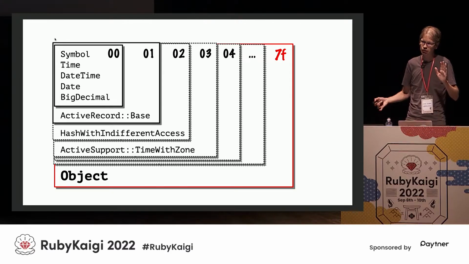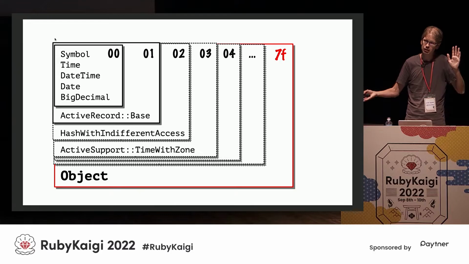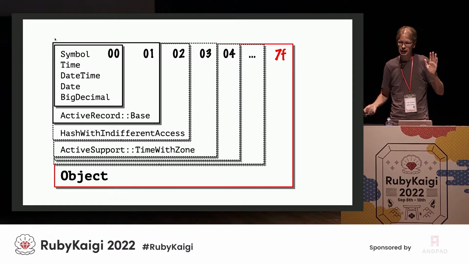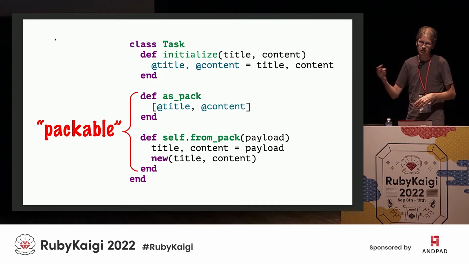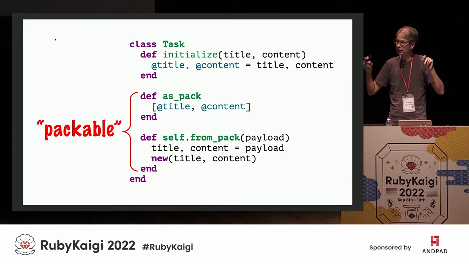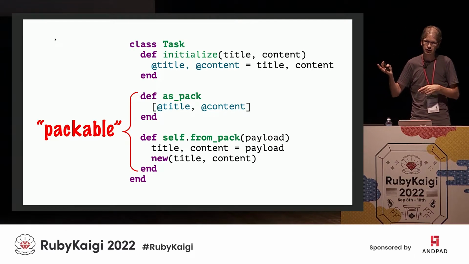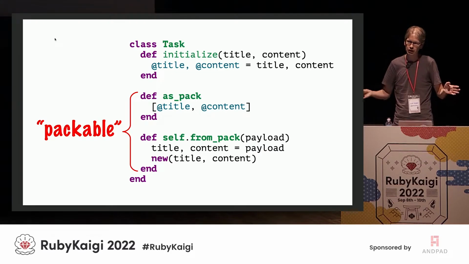So what we did is we defined a fallback, which is basically an object extension type. And almost everything is an object, so that basically catches everything. And then what we do is we just say, if the object has an instance method as_pack and a class method from_pack, we're going to consider this thing packable, and we're going to use the instance method as the serializer and from_pack as the deserializer. And that allows developers to serialize whatever they want with MessagePack as long as they define those methods.